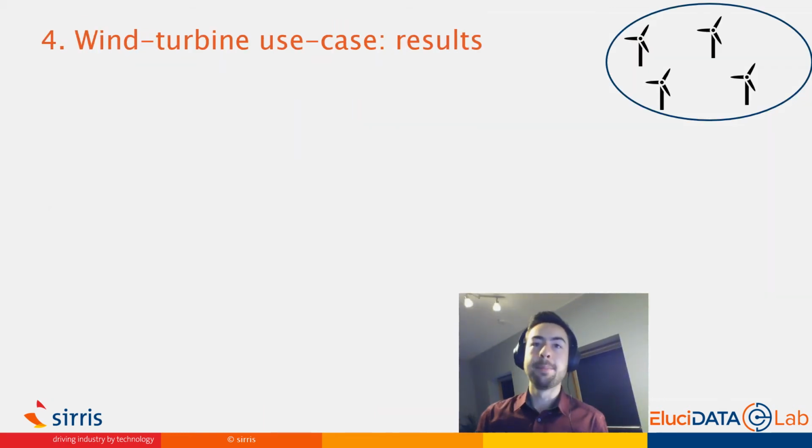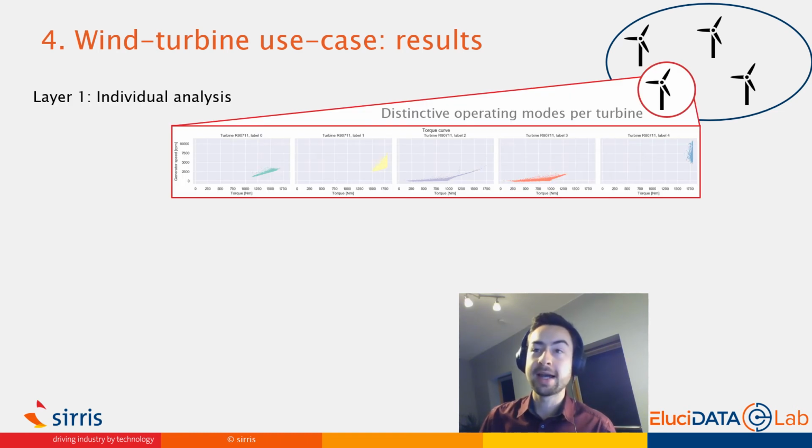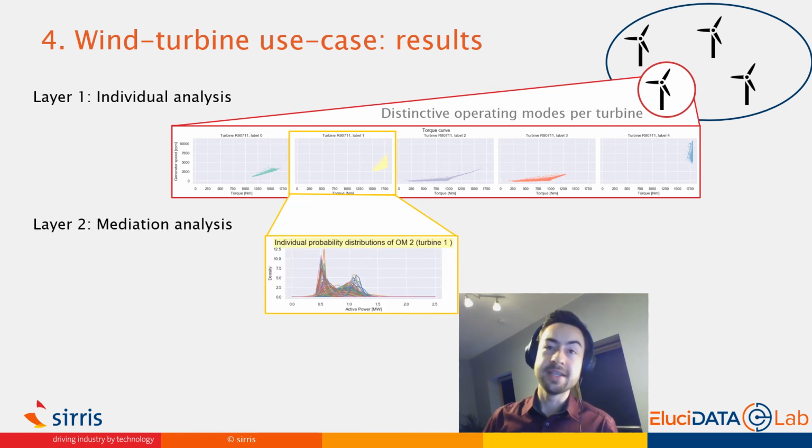Now I will show you the results which we obtained with our wind turbine use case. So we have a fleet of 4 wind turbines. Then in the individual analysis we did per wind turbine, we extracted distinctive operating modes per turbine. So we clustered the timestamps based on a subset of the parameters. And then here you can see for one of the wind turbines the torque curve for each operating mode. So as you can see, based on only those 2 parameters, we can already see some difference between all the operating modes. In the mediation analysis then, we used a different subset of parameters, so the exogenous parameters.